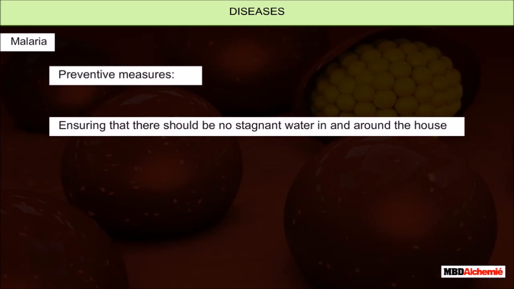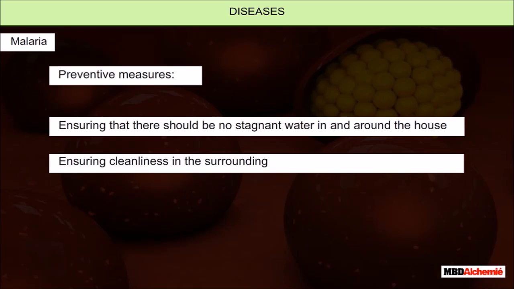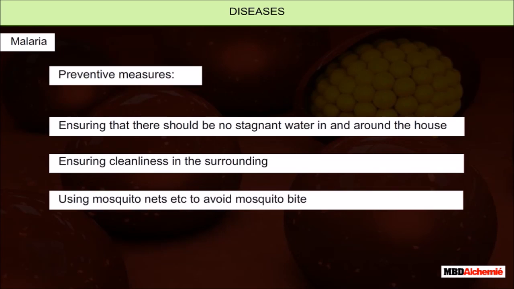Preventive measures. Ensuring that there should be no stagnant water in and around the house. Ensuring cleanliness in the surrounding. Using mosquito nets, etc. to avoid mosquito bite.